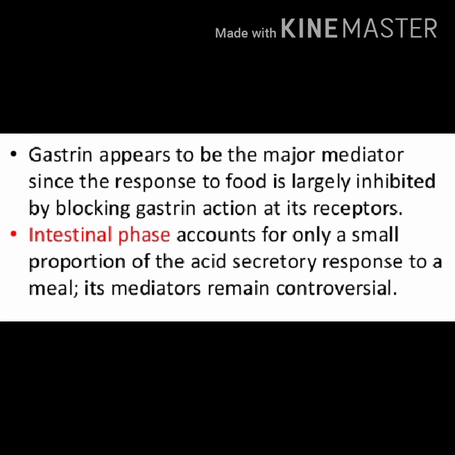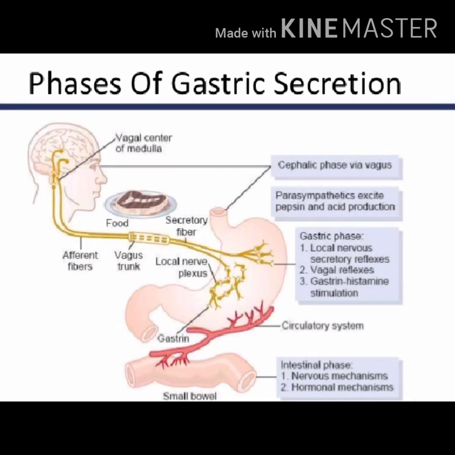Its mediators remain controversial. This image gives you a summary of the phases of gastric acid secretion. First is the cephalic phase, which is stimulated by the CNS through the vagus nerve. How is it stimulated? While we are looking or smelling, it stimulates the brain and sends an impulse to secrete acid. Next is the gastric phase, which involves local nerve secretory reflexes, vagal reflexes and gastrin and histamine stimulation. Next is the intestinal phase, which involves nervous and humoral mechanisms.